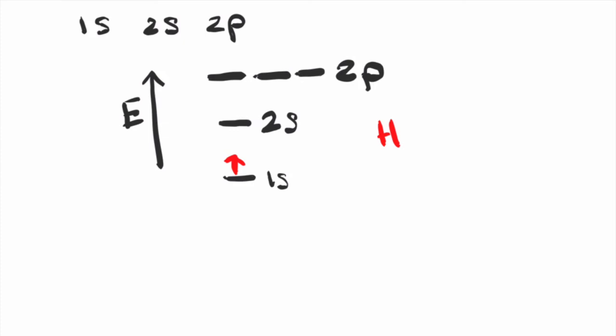For example, we can try with lithium. Knowing that each orbital can accommodate two electrons, we can fill in this diagram from the bottom up. Lithium, with its three electrons, starts out with two electrons in the 1s orbital. We've drawn one spin up and one spin down, and its last electron goes in the 2s orbital.